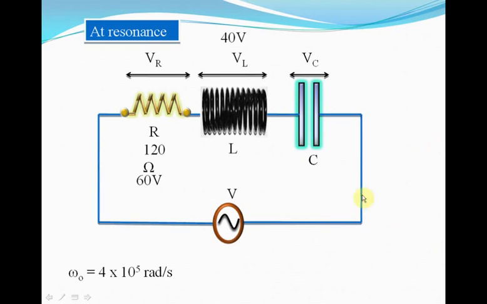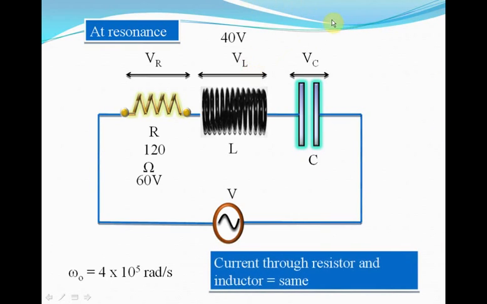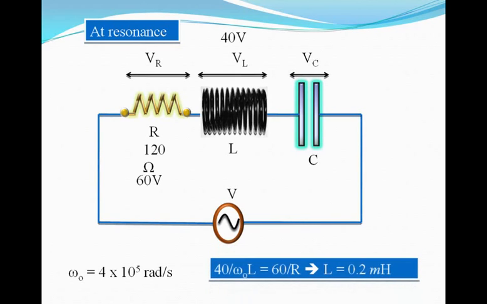The resistance is 120 ohms. The potential difference across the inductor is 40 volts. Now, we can calculate the inductance L by equating the current through the resistance and the inductance. That is because, since this is a series circuit, the current through the resistance and inductance is the same. The current through the resistance is clearly VR divided by R, isn't it? VR is 60, so 60 divided by 120.